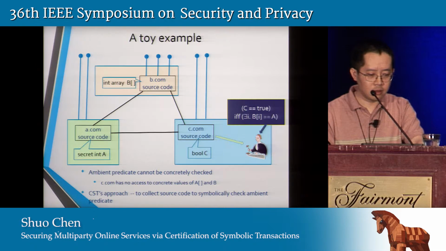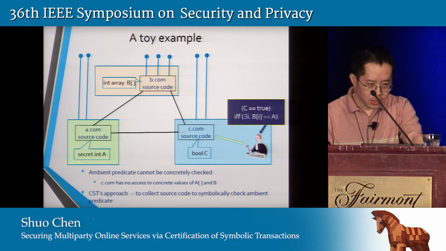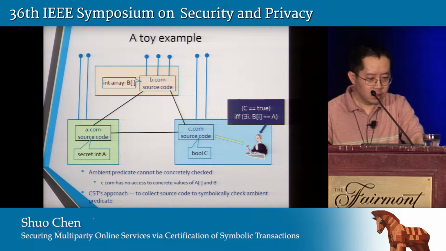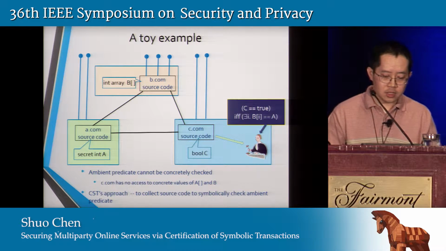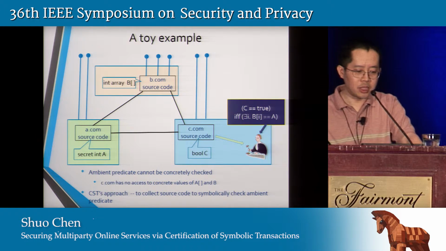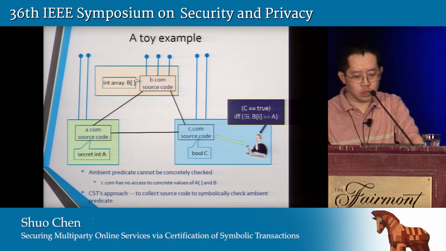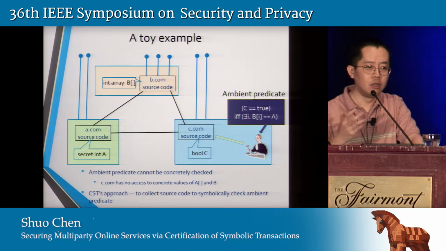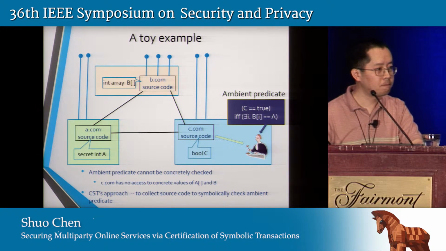So now let's see a toy example. We have 3 parties here. A.com has an integer A, B.com has an integer array B, and C.com has a Boolean C. Now this system wants to maintain a property: C equals true if and only if there exists an item in B which equals A. We call this the ambient predicate, because it is defined over all the parties. It is about the global safety property.